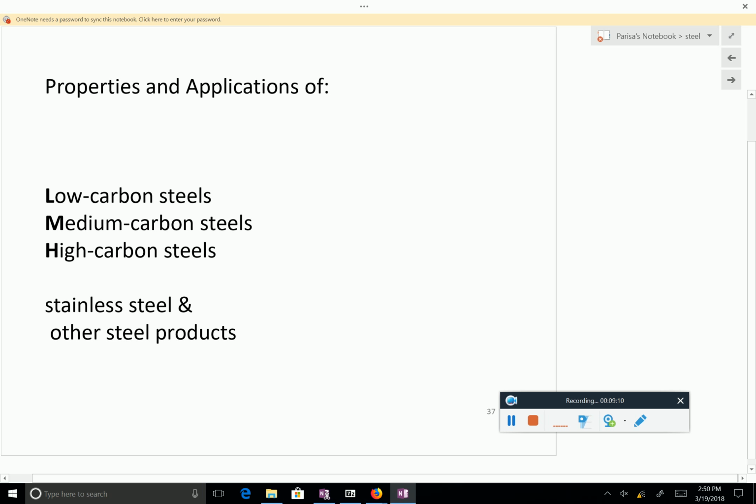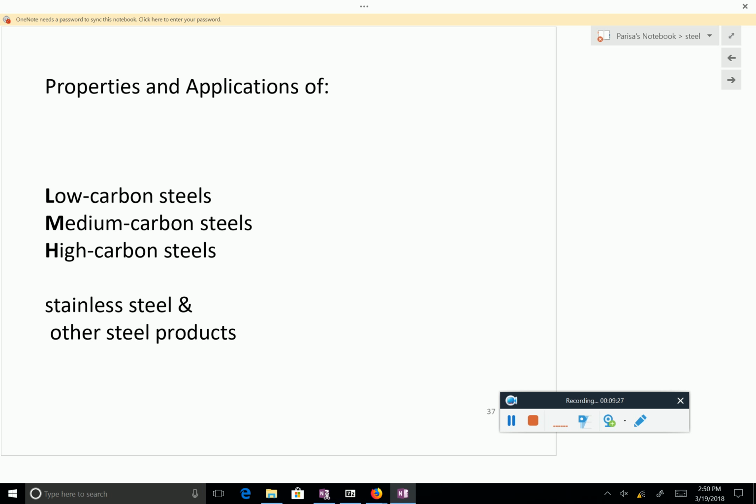So now I want to go through different types of steel and tell you about different applications they have and what type of properties you can expect. So it is very descriptive. We'll try to go through it as quickly as possible. It's not difficult. It's very simple.